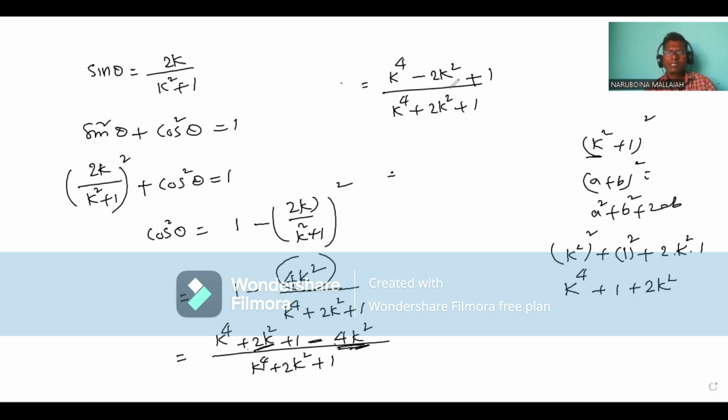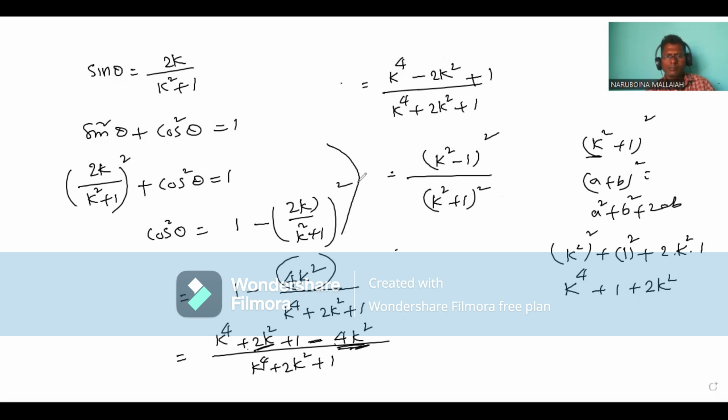Now this k power 4 minus 2k square plus 1 can be written as k square minus 1 whole square. It is in the form of a square minus 2ab plus b square. This is equal to k square minus 1 whole square. In the same way, the denominator also can be written as k square plus 1 whole square. By expanding this, you get k power 4 plus 2k square plus 1. So these three terms can be written as k square plus 1 whole square. So this is the value of cos square theta.